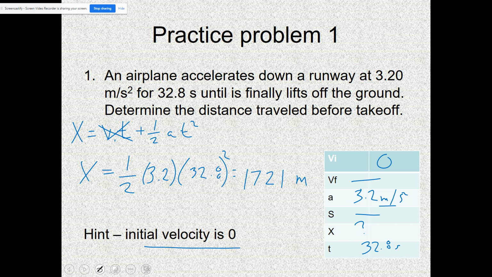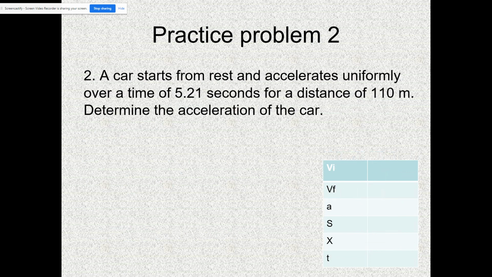Let's take a look at another example. A car starts from rest and accelerates uniformly over a time of 5.21 seconds. That's a time, so I'm going to put that down here, 5.21 seconds. And it goes for a distance, so I'm going to put a displacement of 110 meters, and determine the acceleration. So I want this a. It says it started from rest, so that tells me that vi is 0. And it looks like I need an equation that has acceleration, distance, and time in it, or displacement, I should say. So that is my master equation again.